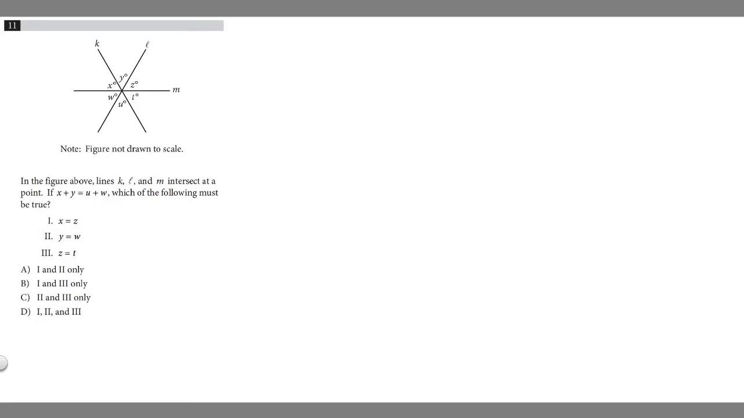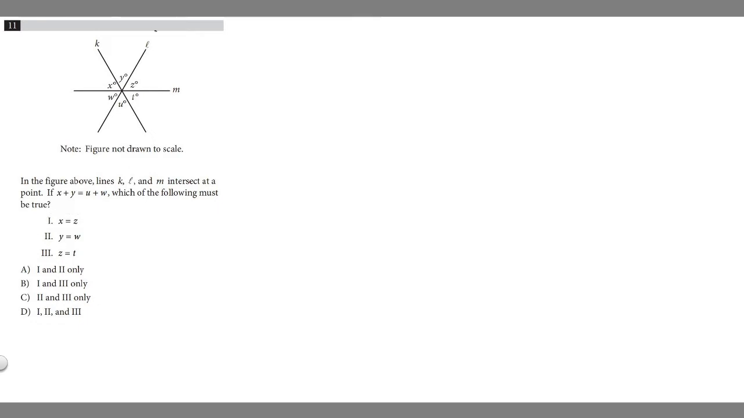So in this problem, we're told that in the figure above, lines K, L, and M intersect at a point. If x plus y equals u plus w, which of the following must be true? We're told that for 1, x is equal to z, for 2, y equals w, and then for 3, z is equal to t. And so we're trying to figure out whether or not these are true.